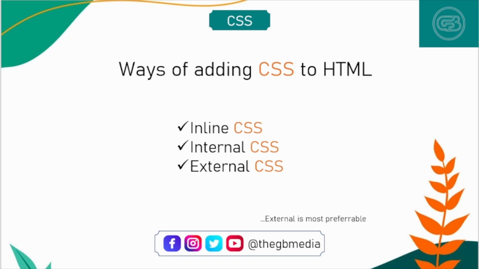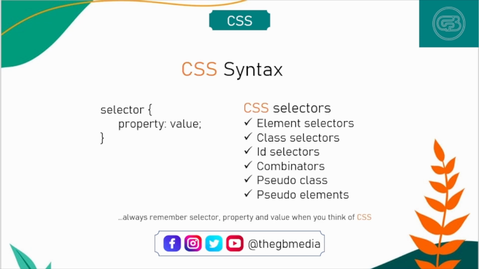Now the next thing we'll look at quickly is the CSS syntax. Now this is the CSS syntax. The CSS syntax states that we have our selector, then an open curly bracket, then the property and the value. Now CSS is all about property and value. If you look at the right hand side over here, I have CSS selectors. For these selectors, we talked about the element selector, the class selector, the ID selectors, combinators, pseudo class, and pseudo elements. Now just a quick note: always remember selector, property, and value when you think of CSS.